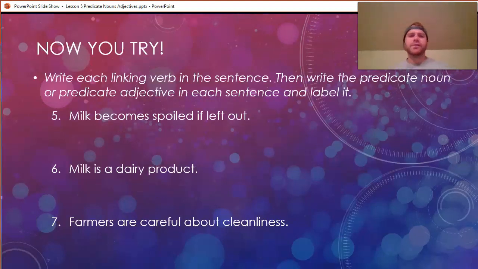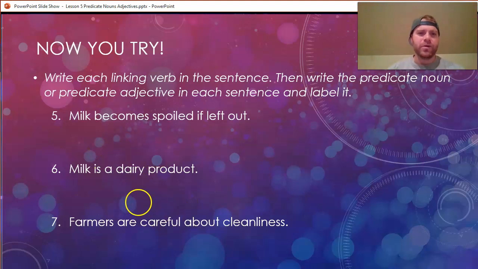There is one more slide that I would encourage you to try as well, although on this one they don't do any underlining for us. So we have to do a little more work on these to figure out what's going on. It says write each linking verb in the sentence, then write the predicate noun or predicate adjective and label it. So these sentences are guaranteed to have linking verbs, but now we have to identify those predicate nouns, predicate adjectives by ourselves. Again, take a moment to pause this video if you need to work these through on your own. I'll walk through each of them in a moment.